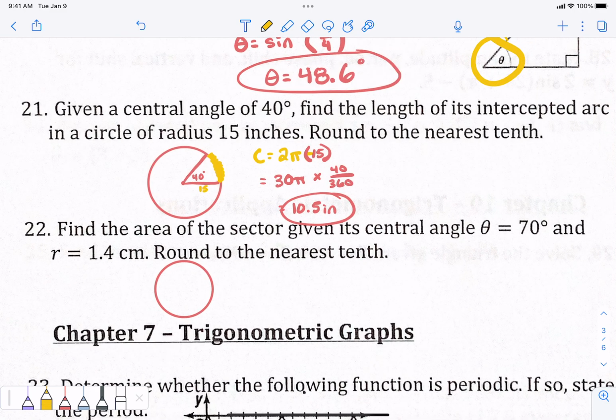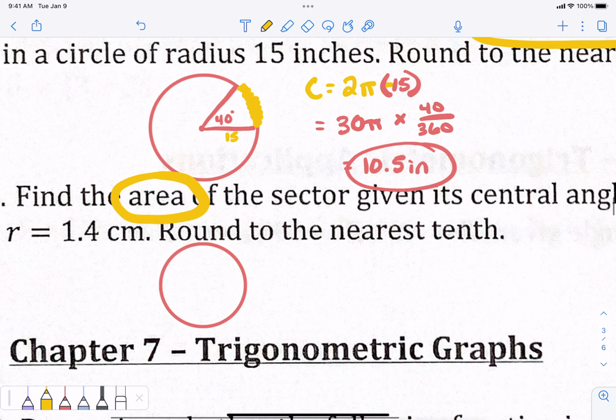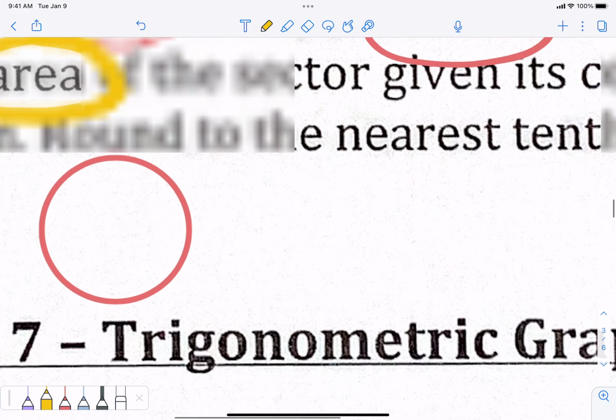Circle these words: find the length of the intercepted arc. There's a difference between finding the arc length and finding the area. So circle those key words, because these problems are going to look similar to each other on the test, but that's how you know what you're doing. Area in this case. We're doing a central angle of 70 degrees, and 1.4 is the radius in centimeters. So we're doing area now.